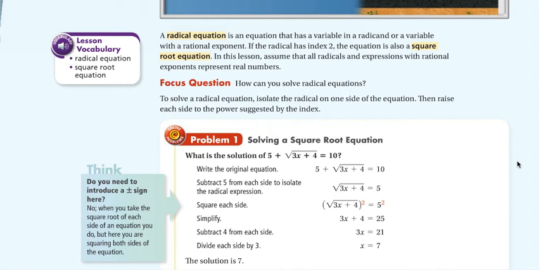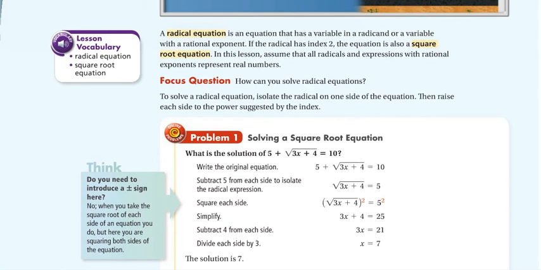So what's our focus question? How can you solve radical equations? Well, to solve a radical equation, you're going to need to isolate the radical on one side of the equation. And then after you've isolated the radical, you're going to raise each side to the power based on the index of the square root, or the root equation. So let's go ahead and look at problem 1.